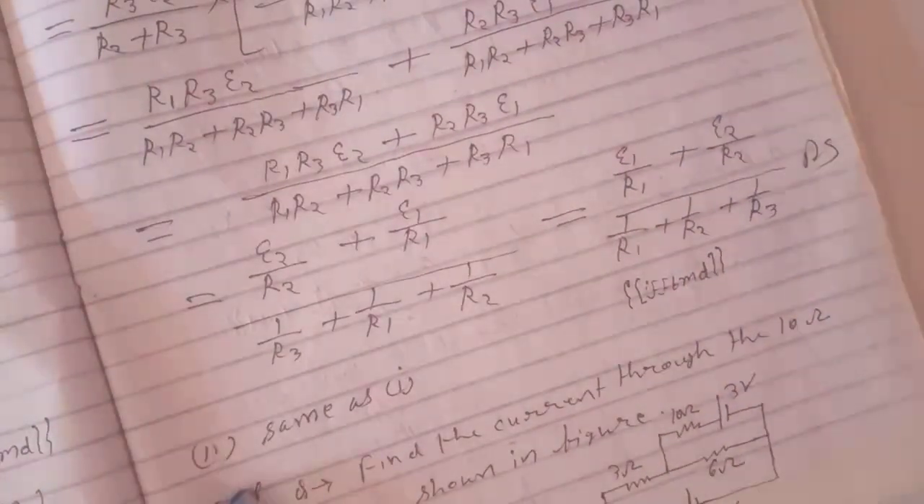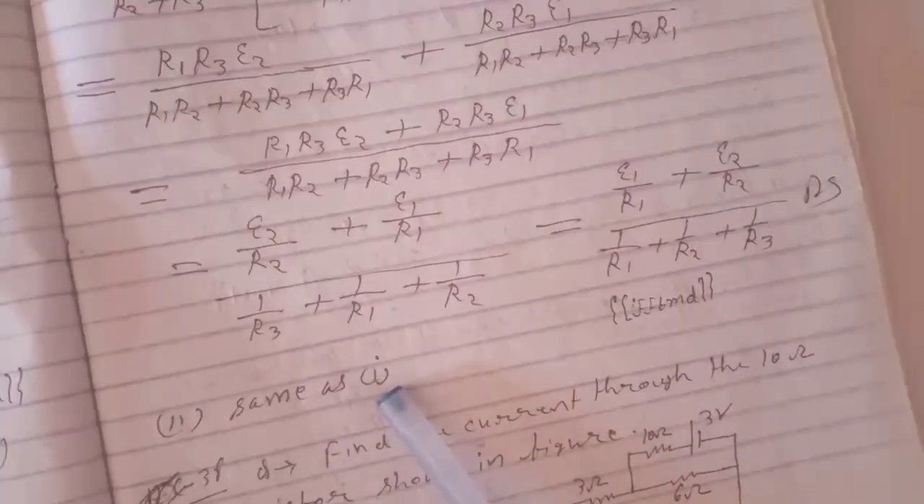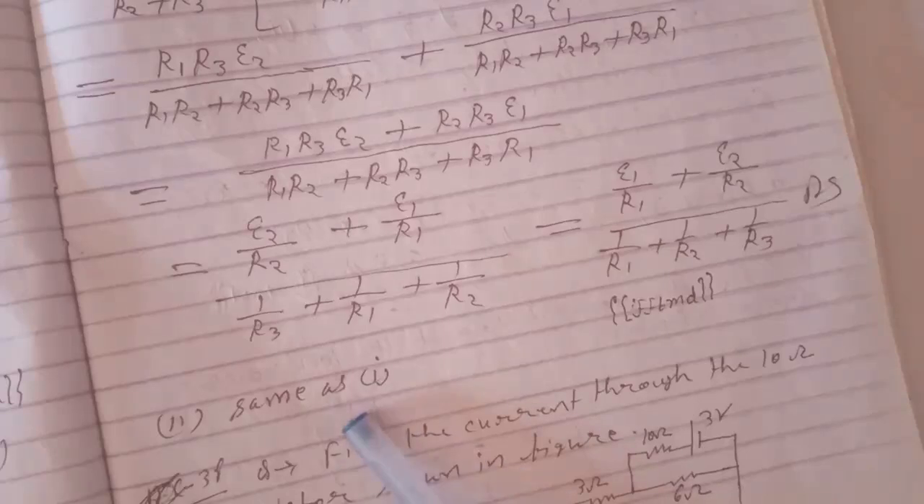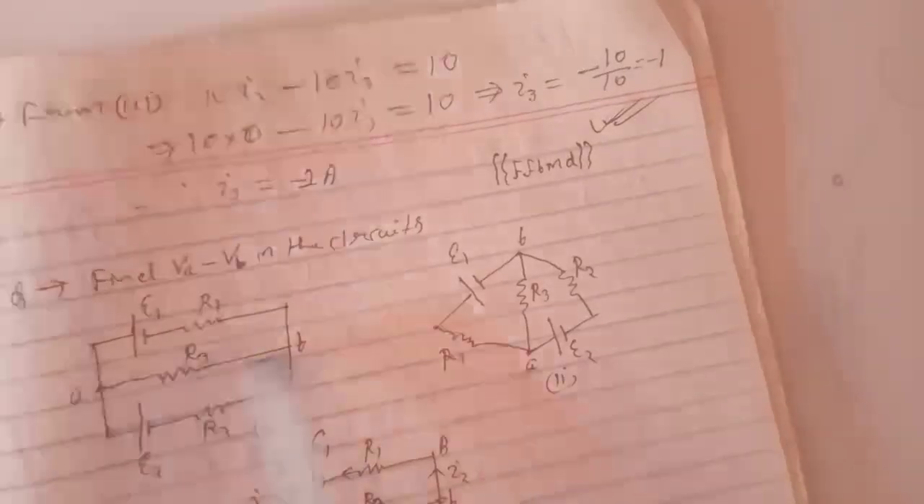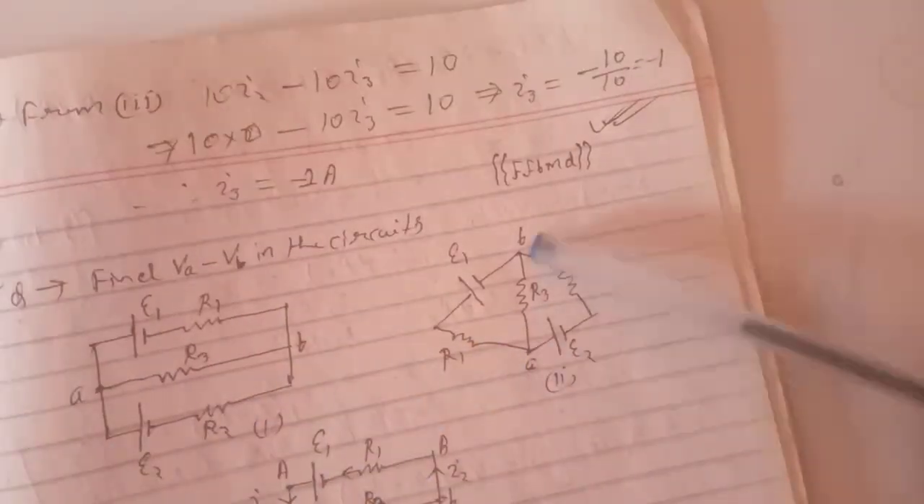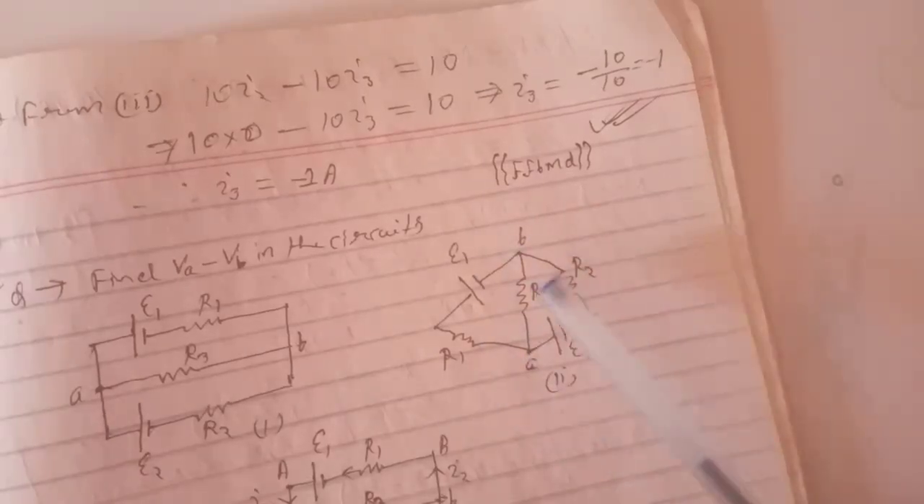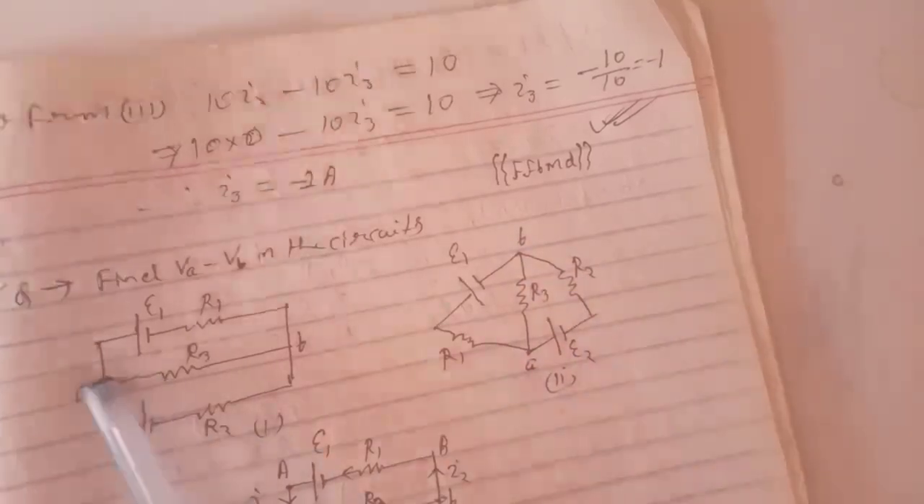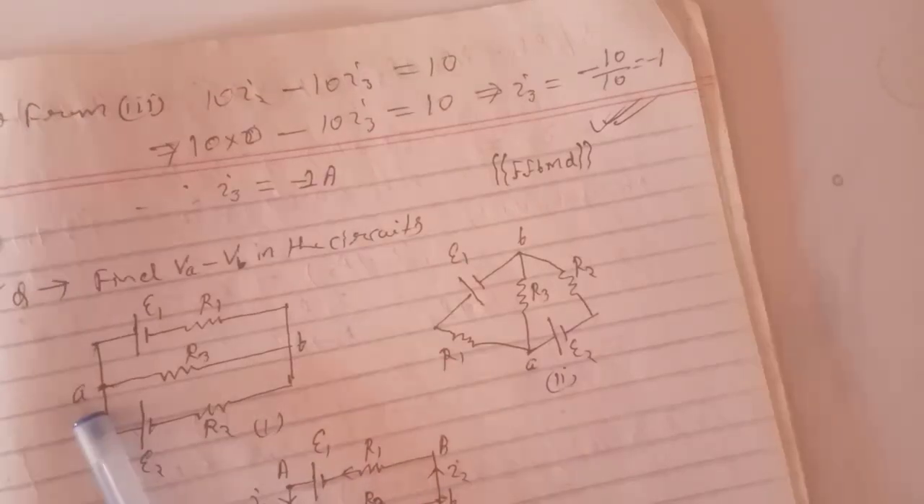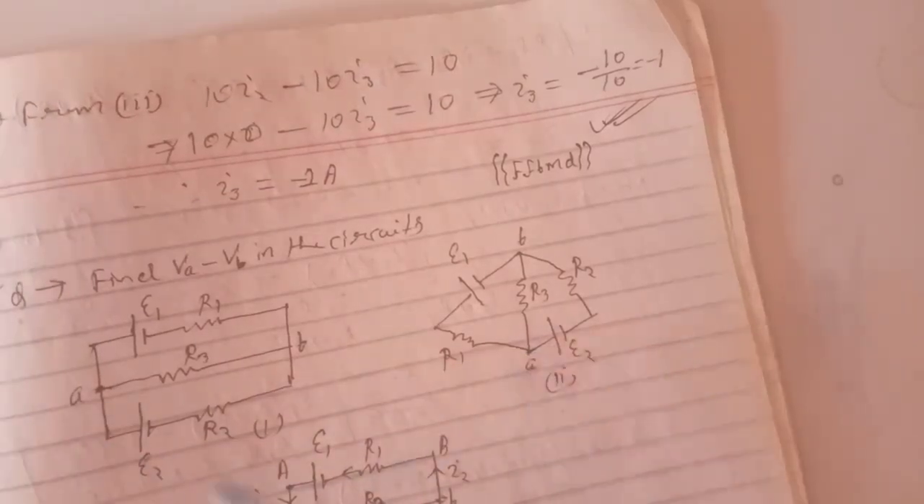Now the second circuit is the same as the first. If we look very closely, we find that the circuit is the same, only the diagram has changed. For example, here in points A and B, R3 is connected. Again we see that between points A and B there is R3, and one end of E2 is connected to A and the other end to R2, and R2 is again connected to B.